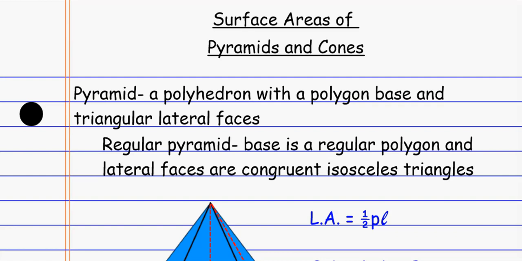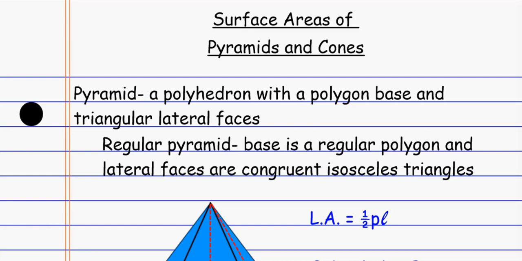Hi there, folks. Today we're looking at surface areas of pyramids and cones. And a pyramid is a special kind of polyhedron where basically we have a polygon base and then triangular lateral faces. And those triangular lateral faces will come together at a single point at the top of this pyramid.